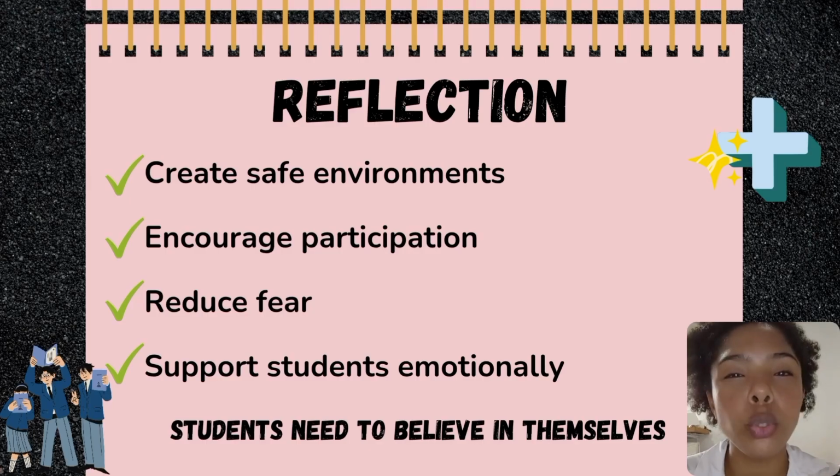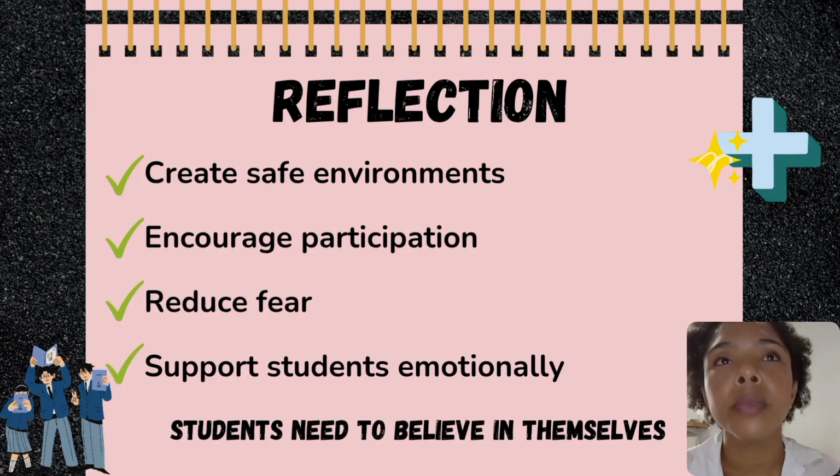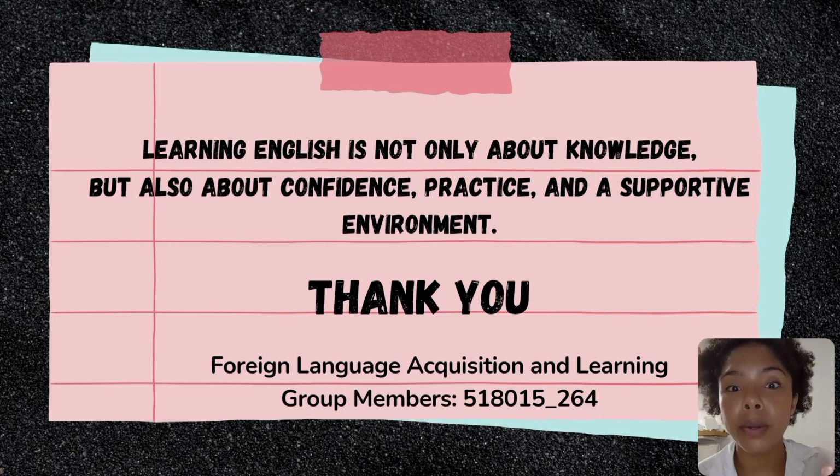The teacher should encourage participation, reduce fear, and give the students emotional support. When the students feel safe, they want to participate more, in speaking or chat. It's important that students believe in themselves because when they feel confident, that helps them to learn English. Learning English is not only about knowledge, but also about confidence, practice and feeling supported. So, as teachers, we want to create a supportive environment for our students so that they feel secure and motivated to learn English.